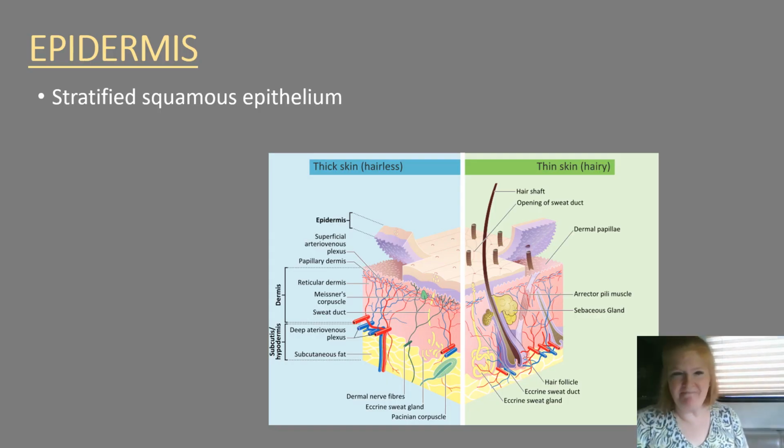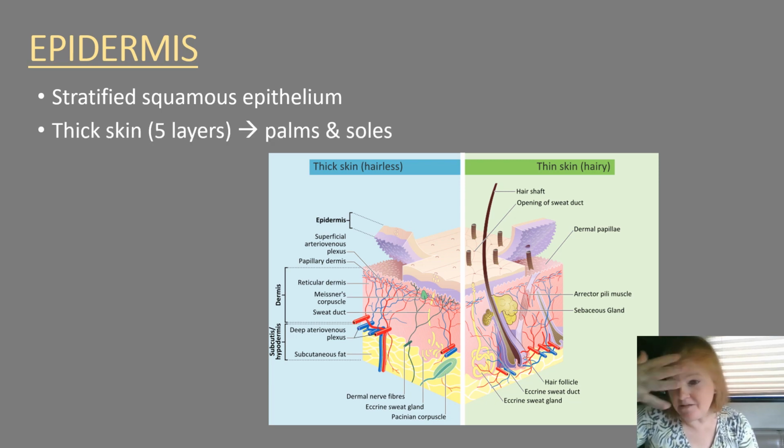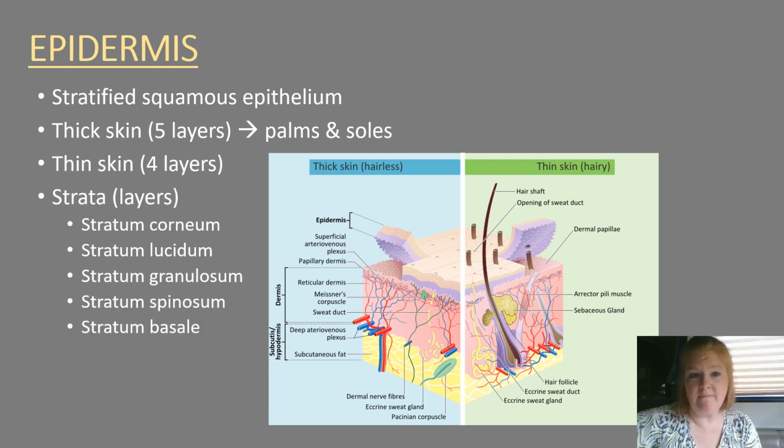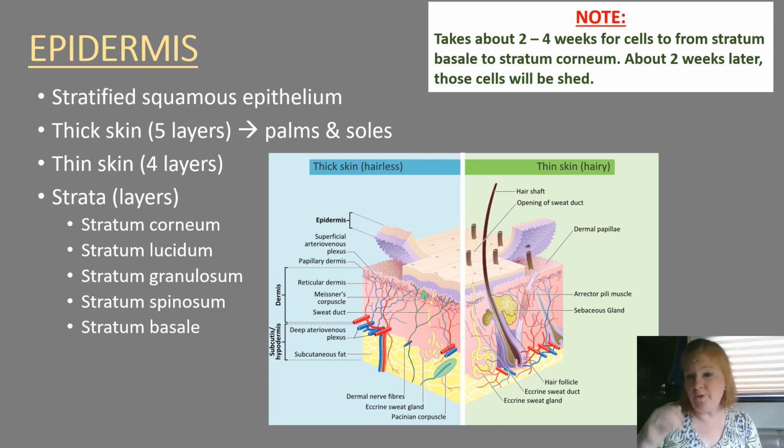Okay, let's start at the top, most superficial, epidermis. Let's talk epidermis. So, stratified squamous epithelium. Thick skin has 5 layers. Where do we find it? Well, palms and soles. Thin skin only has 4 layers. The layers or strata are stratum corneum, stratum lucidum, stratum granulosum, stratum spinosum, and stratum basale. So, quick note, it takes about 2 to 4 weeks for cells to go from the stratum basale all the way up to the stratum corneum, and then about 2 weeks later, those cells will be shed. So maybe 6 weeks or so, your skin is going to be replaced.